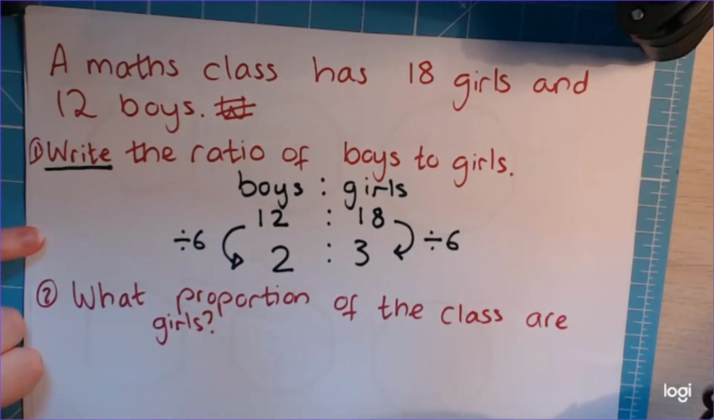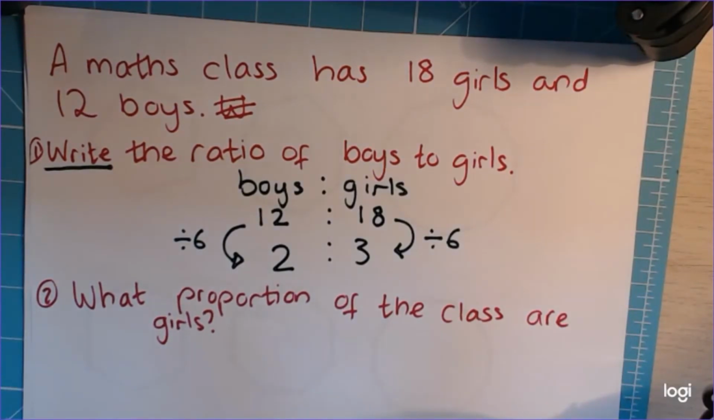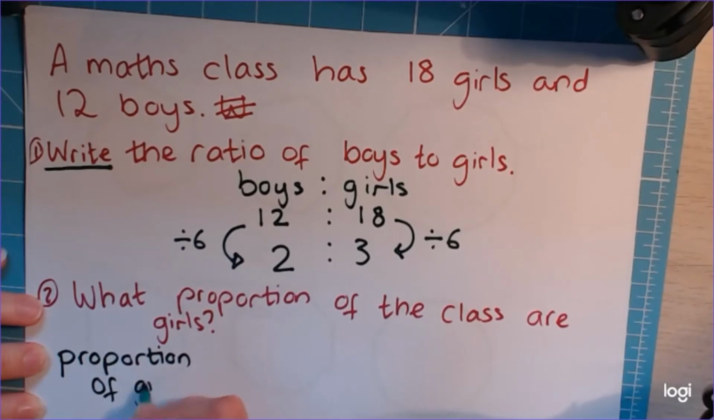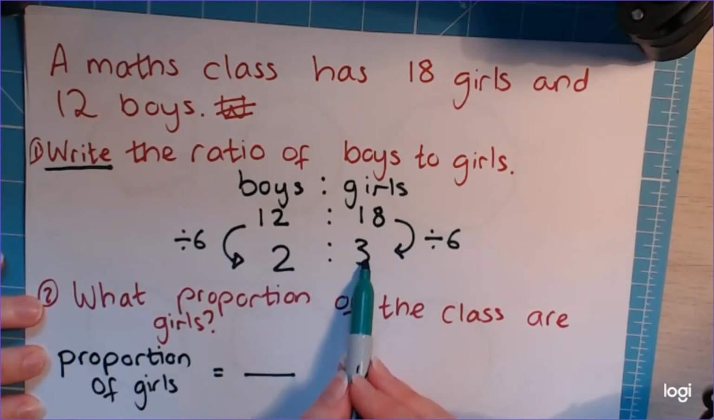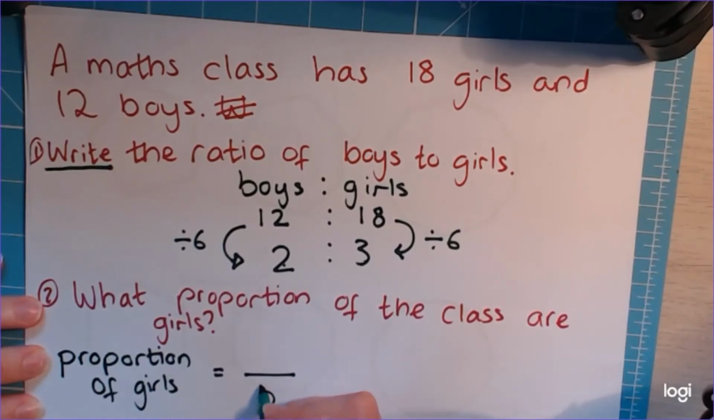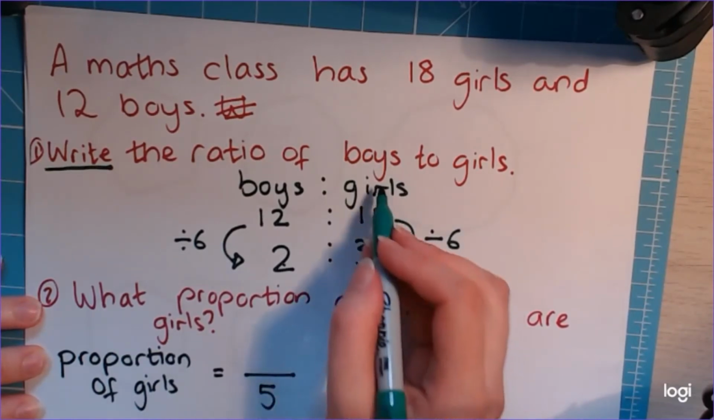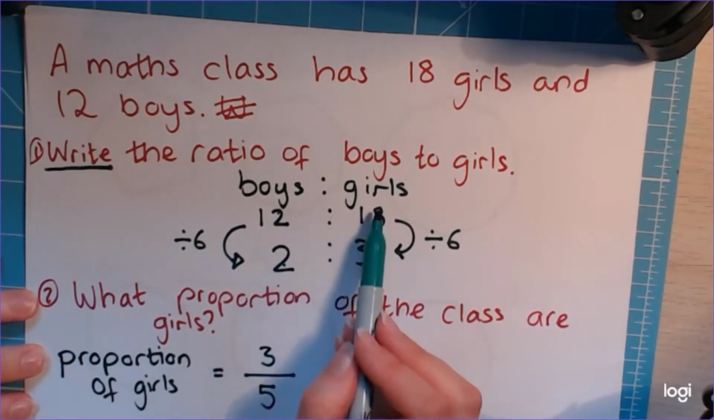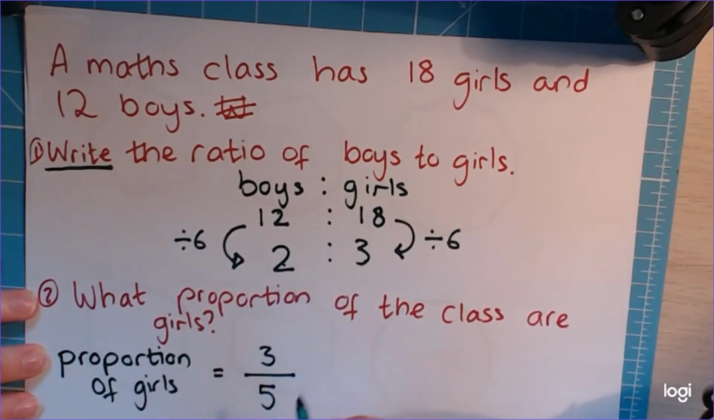Okay. And then for part 2, what proportion of the class are girls? So I'm going to write here, proportion of girls. So here we're comparing girls to the whole class. So out of, how many have we got all together? How many parts? Well, we've got 2 and 3, that's 5. And how many of those are girls? The 3. Now, you might wonder, what happens if you use these numbers? Okay, well, let's have a look.